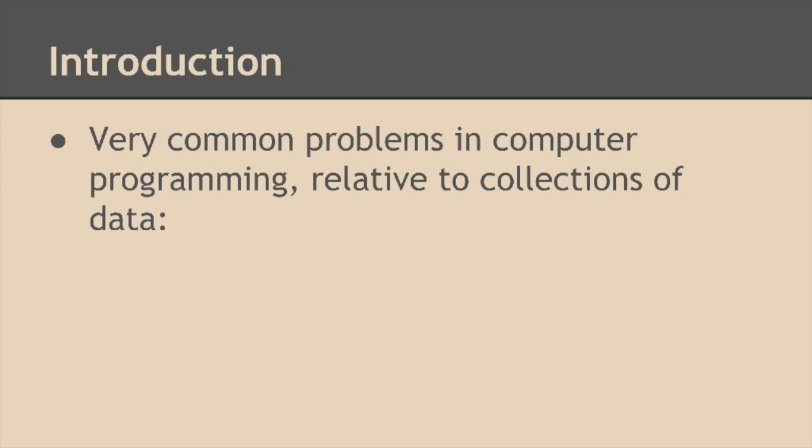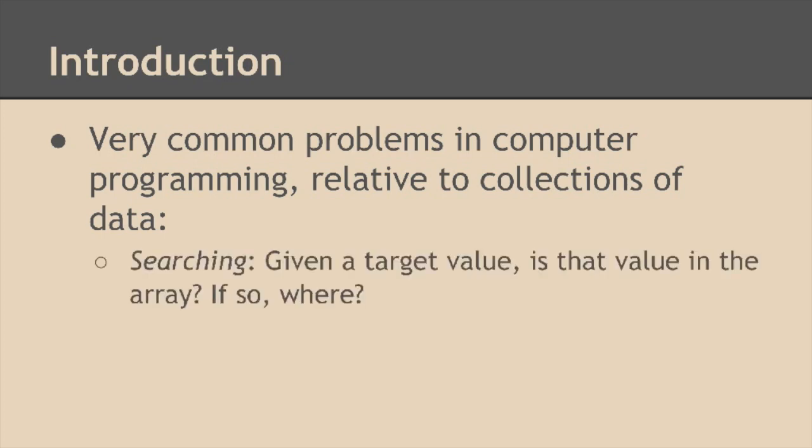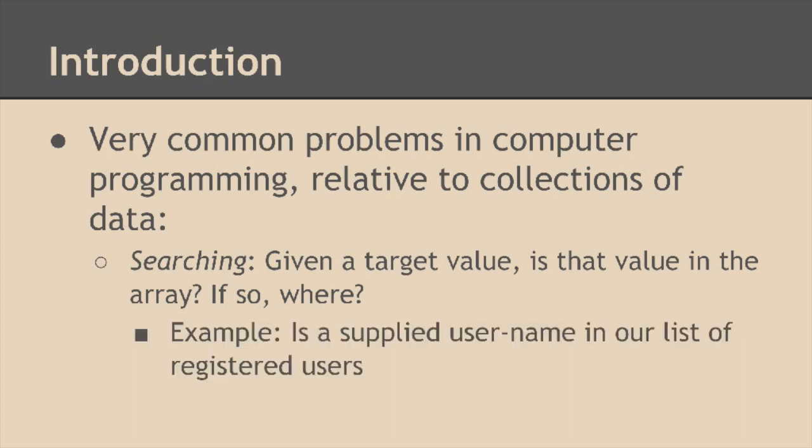Anytime you're dealing with arrays or big collections of data, there are a couple of common problems that pop up again and again and again. One of those problems is searching. Given a target value, we want to find out, is that value in the array? And if it is, where is it located? An example would be, if you imagine logging on to a website, you provide a username. We need to search to see if that username is in our list of registered users. Now in real life that would probably be done with a database rather than an array, but the concept is similar.